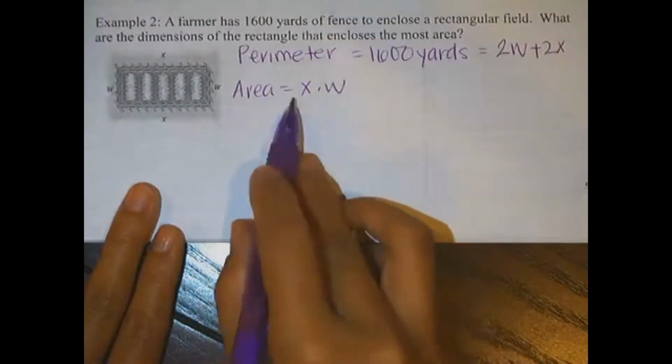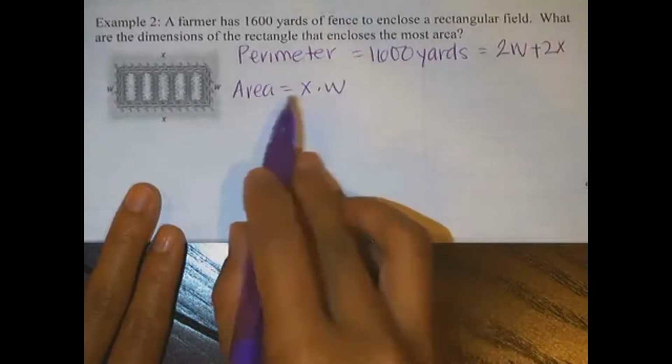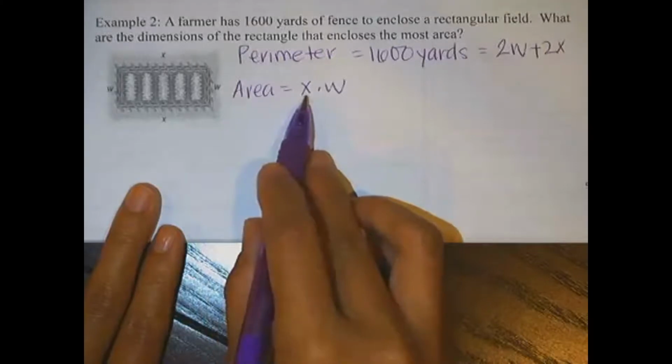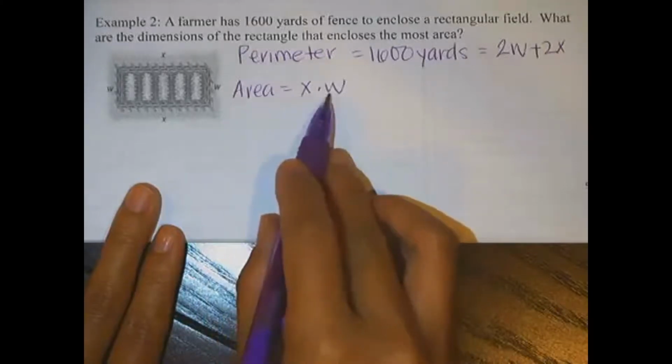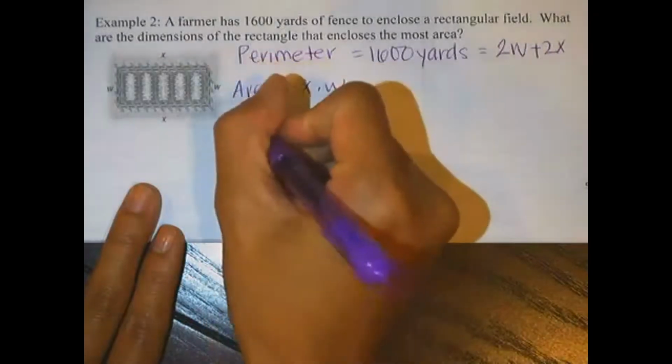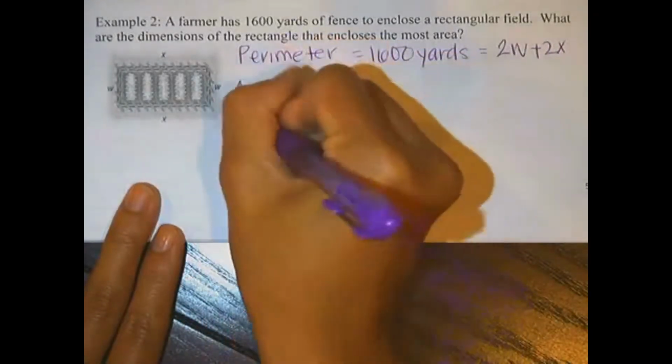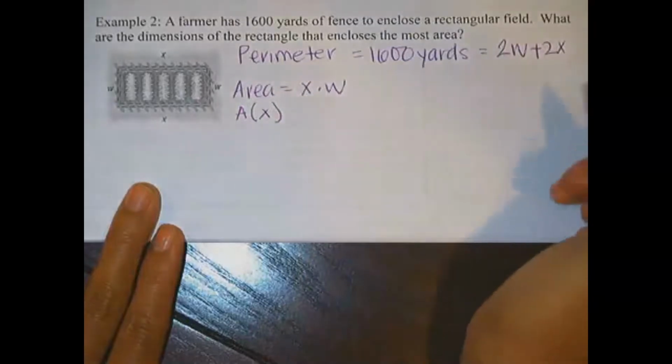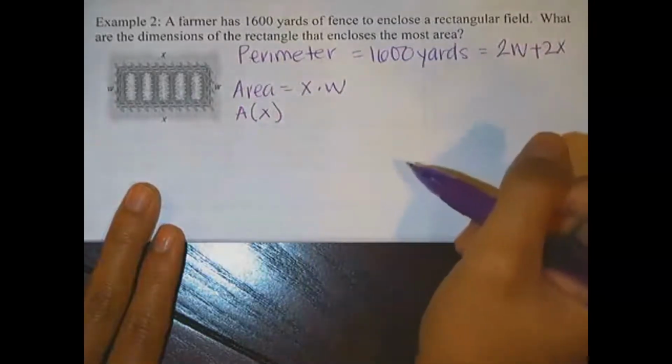Well, I have two variables here. As you know, it's more difficult to solve an equation with two different variables. To have two different variables, you need two different equations to solve. So for us, we're going to rewrite the area in terms of x, or in terms of w. You pick a variable and you go with it.